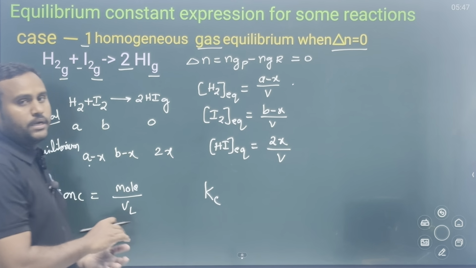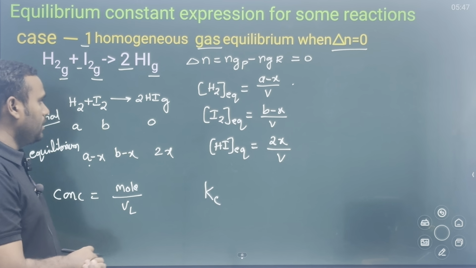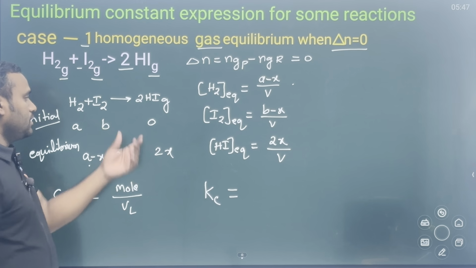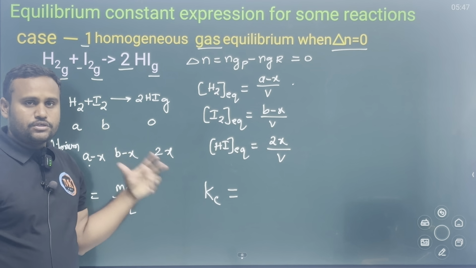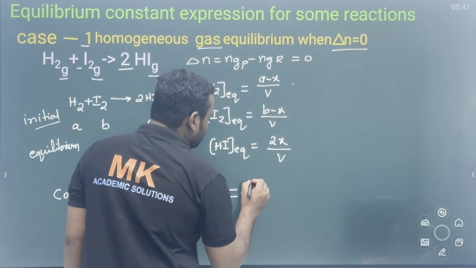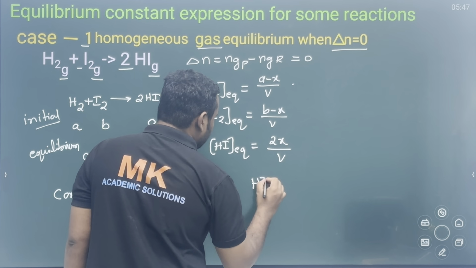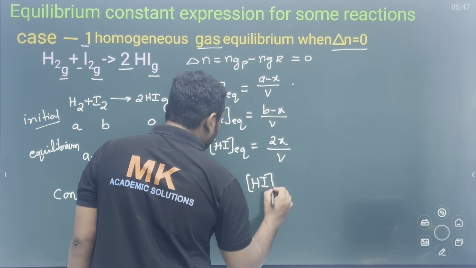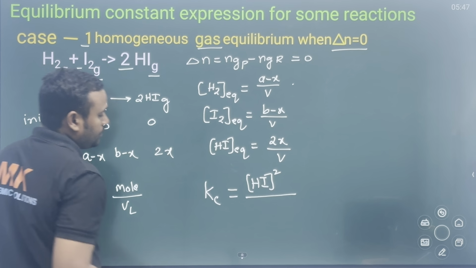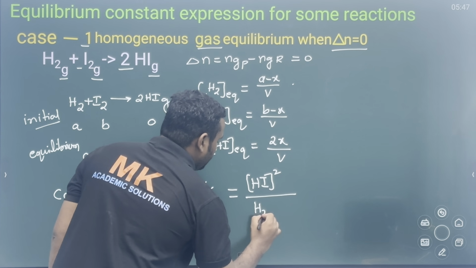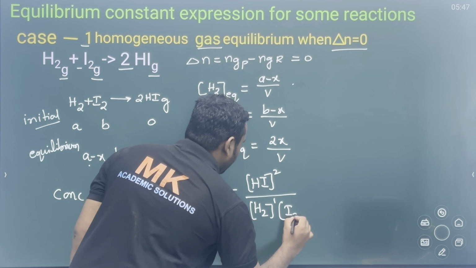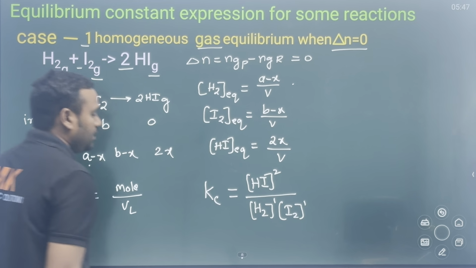Now let us see the Kc expression for this, the equilibrium constant Kc expression. We know the Kc formula: concentration of products by concentration of reactants, raised to their stoichiometric coefficients. So here the concentration of product HI squared, by the concentration of reactant H2 to the power 1 and I2 to the power 1. So this is the Kc expression.